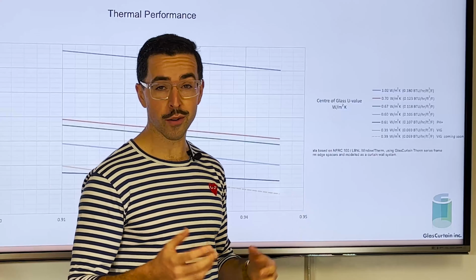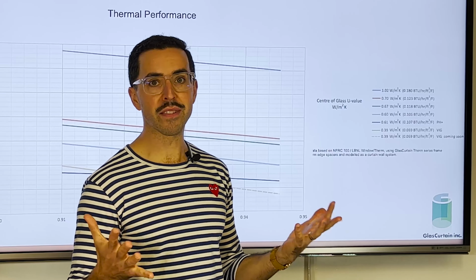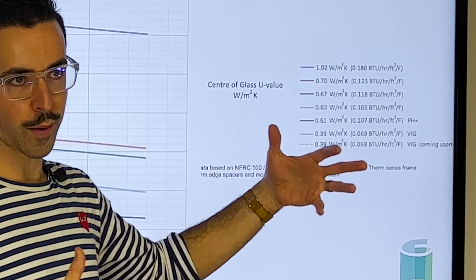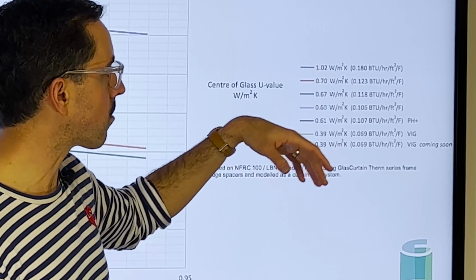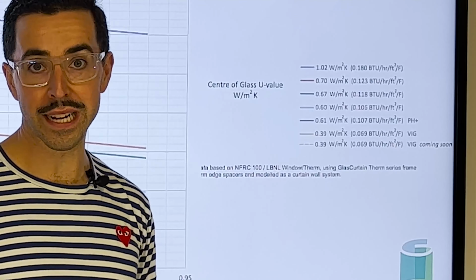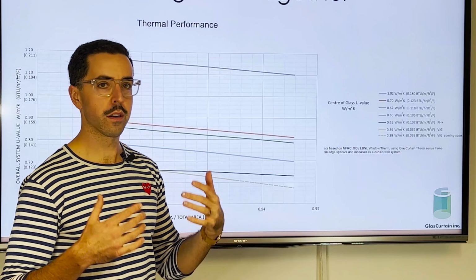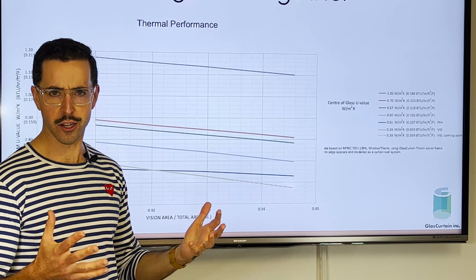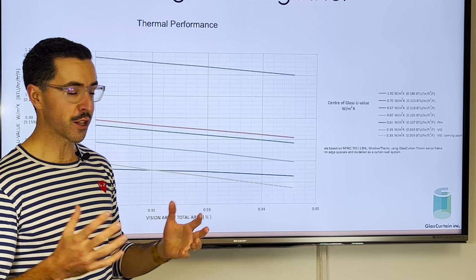If we have double low-E coating, let's say 2 Solarban 70 XLs, we'll be in the range of 0.67. If we have 2 Solarban 60s, it'll be 0.70. And if we have just a 1 Solarban 60, it'll be in the range of 1.02 watts per meter squared Kelvin for the IGU. But let's say we have good glass, the good stuff. So triple low-E.